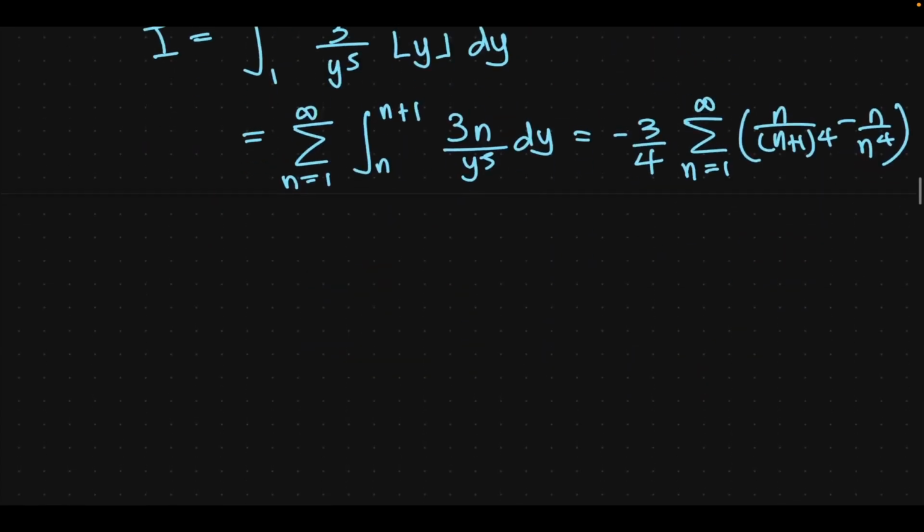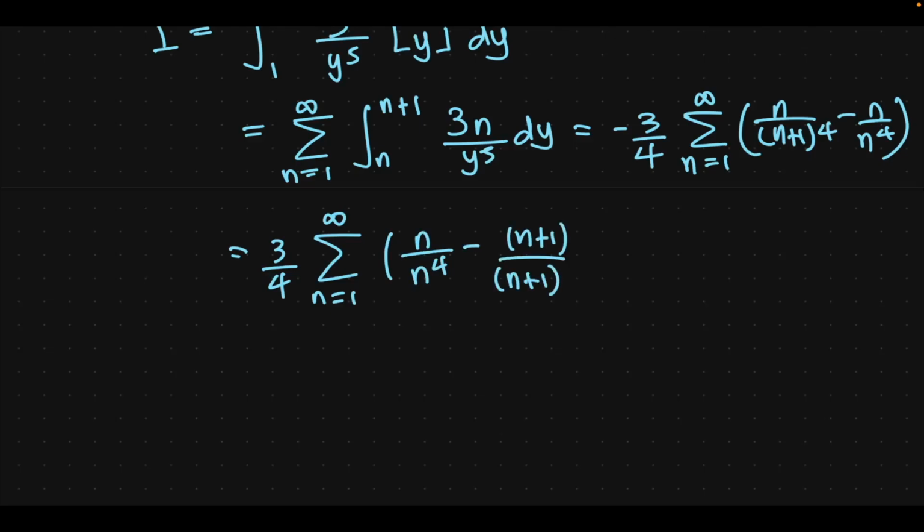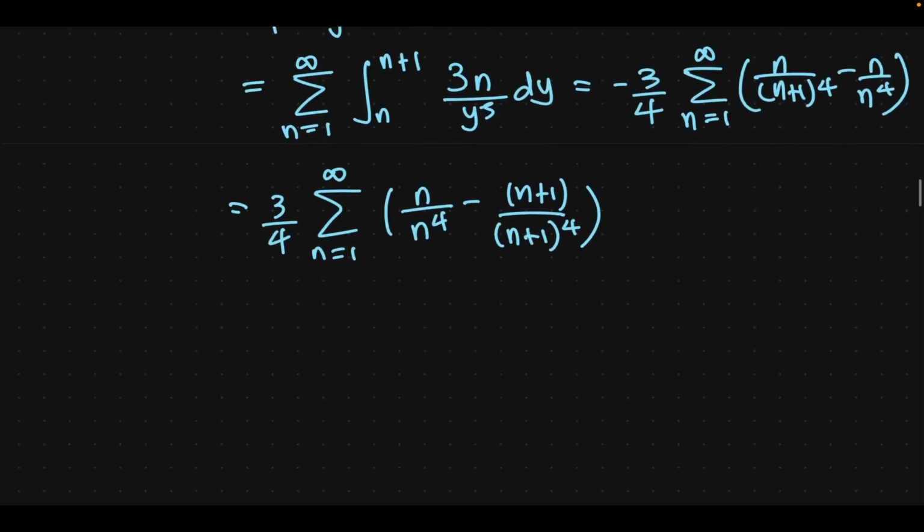Now we need that minus because n plus 1 in the denominator is quite large. So we use the minus to switch it around, so that we ensure that we have a positive answer. So 3 over 4, sum n equals 1 to infinity, n over n to the 4th minus n plus 1 over n plus 1 to the 4th. And that, sorry, we have an n there, not n plus 1.